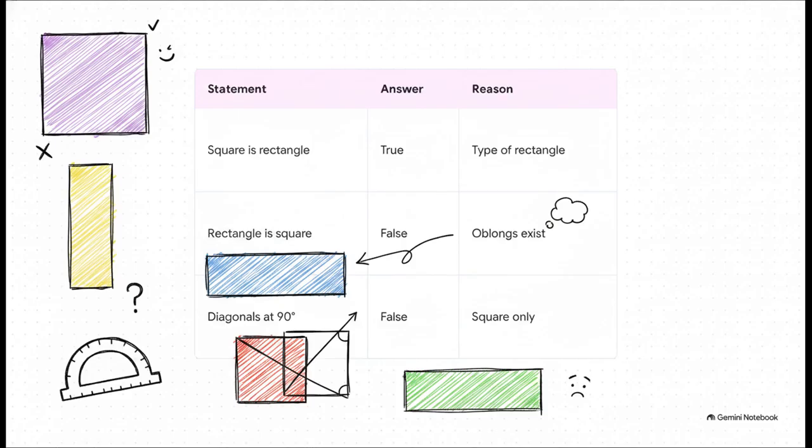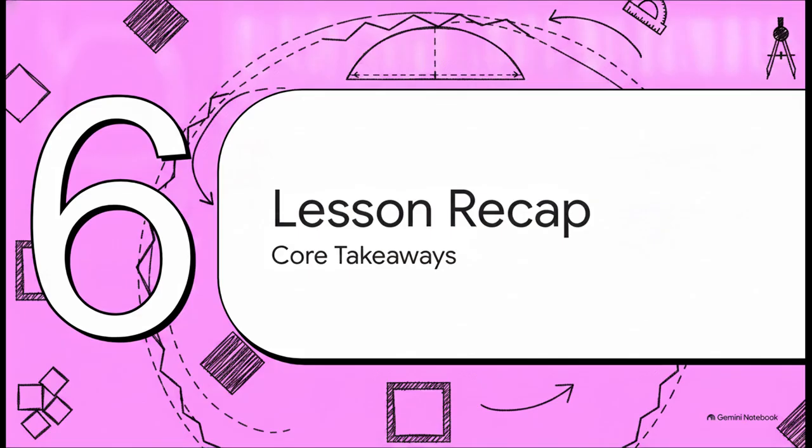Statement 3, the diagonals of a rectangle cross at right angles. That one is also false. The geometric reasoning here is that an oblong rectangle's diagonals do not actually meet at 90 degrees. Only the diagonals of a square rectangle cross at exact right angles. How did you do? Finally, Section 6, lesson recap.